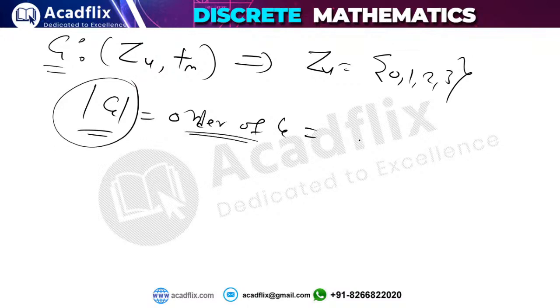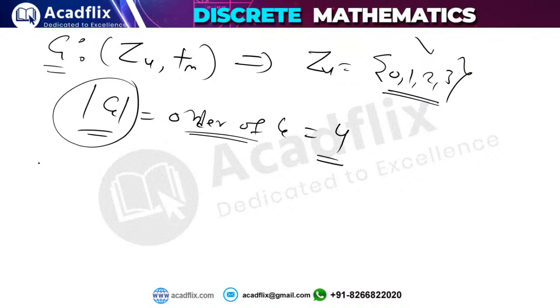What is the order of G? Order of G is nothing but the number of elements in the base set. In this base set we have 4 elements, so our order of G will be 4. So this is the order of this group.